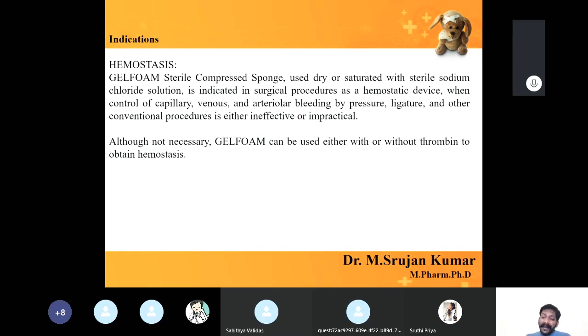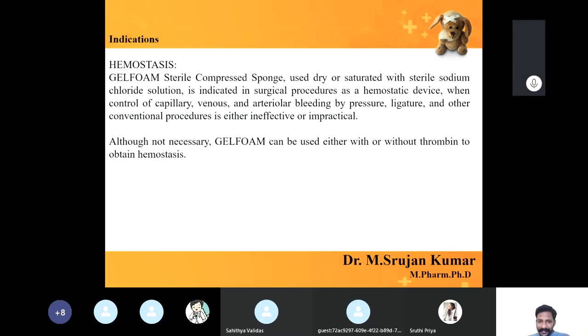At the same time, when surgical procedures have been associated with sutures and ligatures, at that particular point also you can apply your absorbable gelatin sponge in wet condition, and other conventional procedures are either ineffective or impractical. So it is not only for capillaries, veins and arteries, it is not only during sutures and ligatures, it can be applied wherever it is necessary.